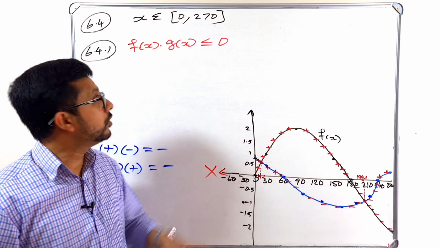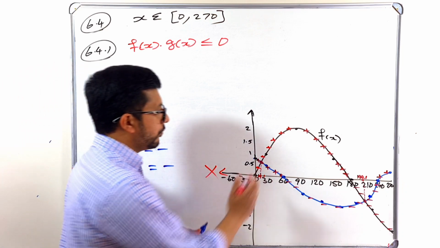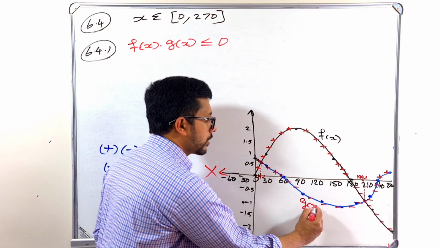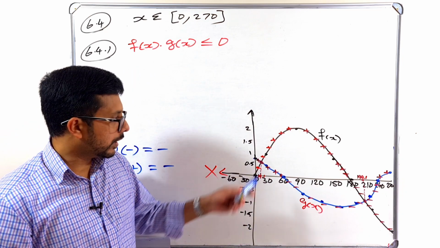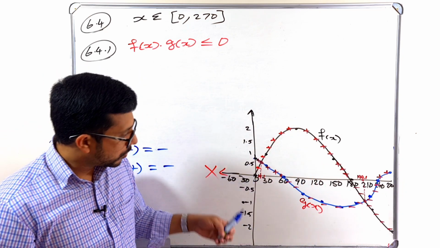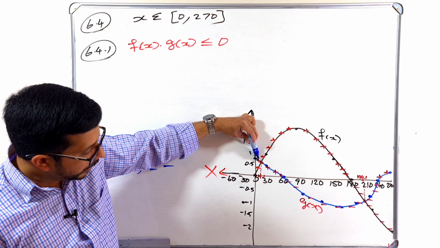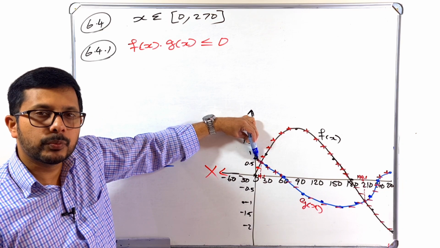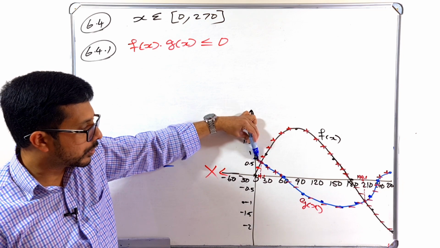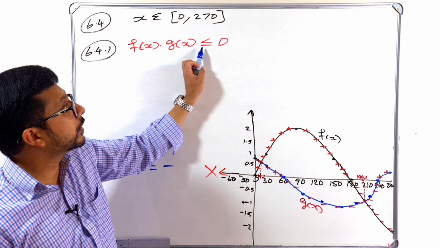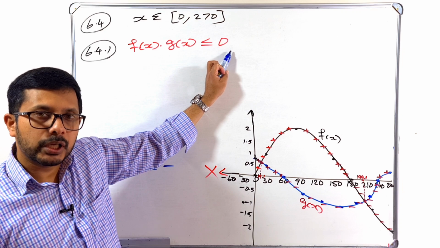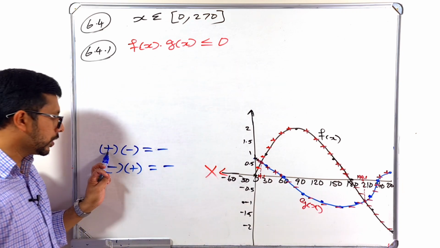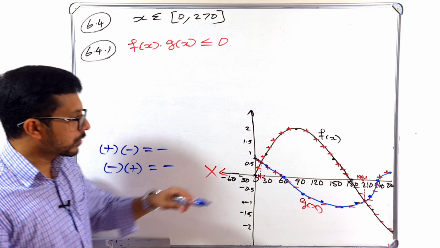Okay, so this is our f of x graph and this blue graph is our g of x graph. The blue one is g of x and the black one is f of x. So look at this one, here f of x is positive and g of x is positive. That means if you multiply positive times positive, it is positive, but we want negative. One graph above the x-axis and one graph below the x-axis. Positive, negative, we want it like that.